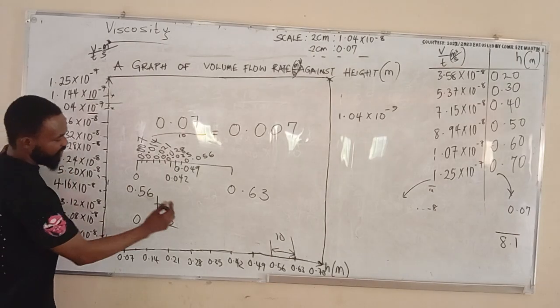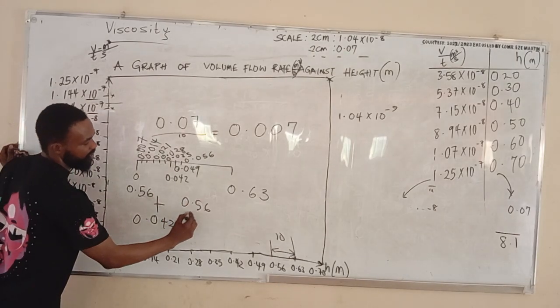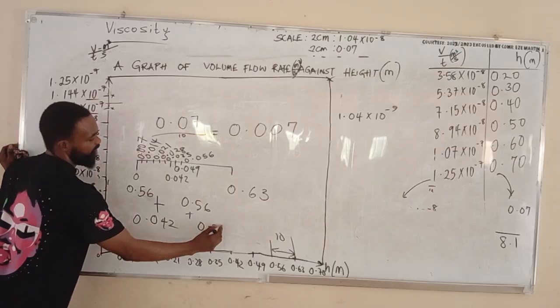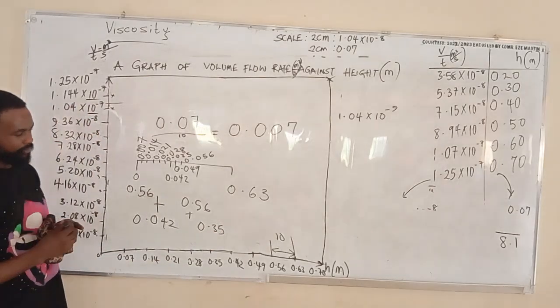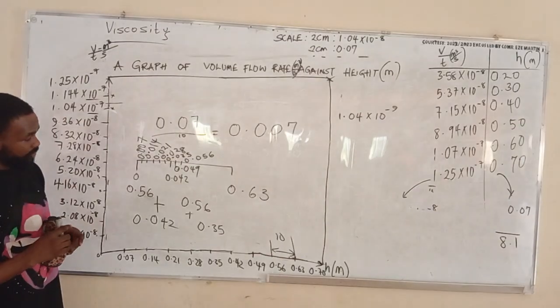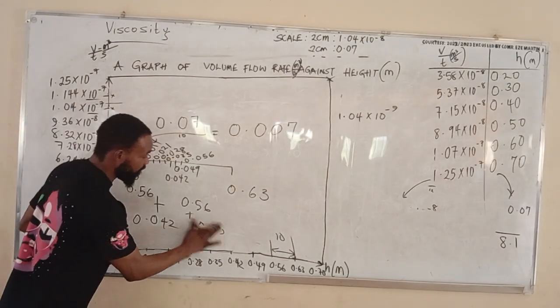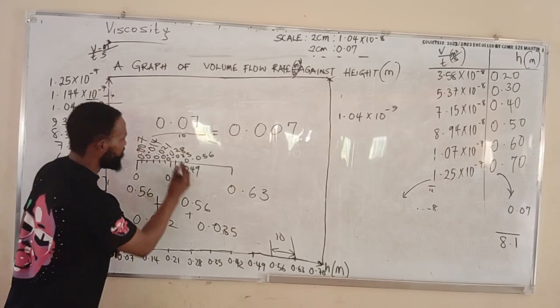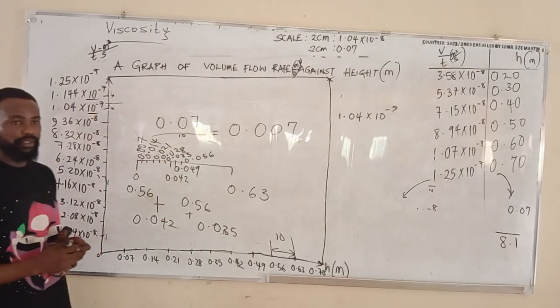But before I use this one, let's check something. Do for me 0.56 plus 0.35. Let me see what you have. 0.91. No, it's actually 0.35. This thing. I do for you.